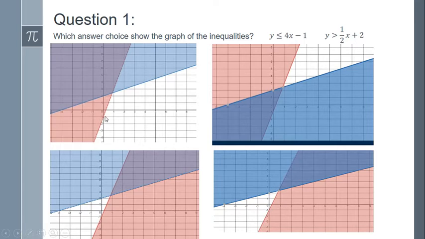I want you to look at where that line crosses the y-axis and then ask yourself, is the shading above that point or below that point? All right, and where should it be? In this case, it should be below.